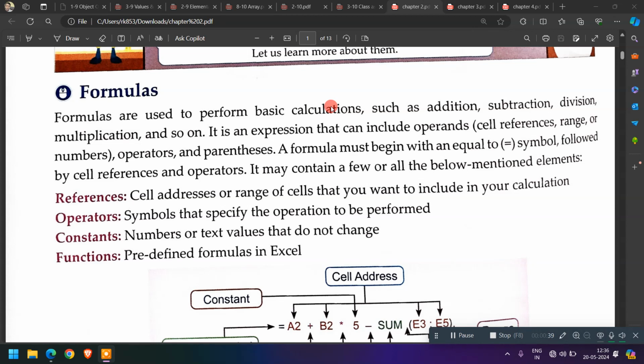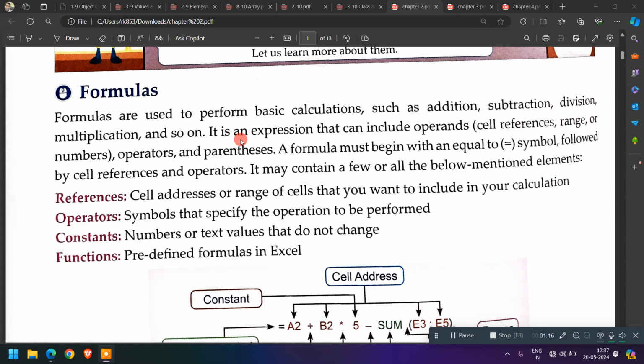Formulas are used to perform basic calculations such as addition, subtraction, division, multiplication, and so on. What is a formula? A formula is a combination of addition, subtraction, division, multiplication and so on. By using a formula we perform arithmetic. It is an expression that can include operands, cell references, ranges or numbers, operators, and parentheses. So a formula is an expression.